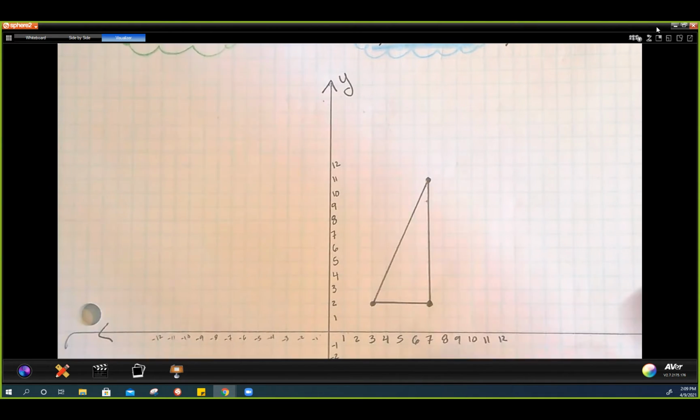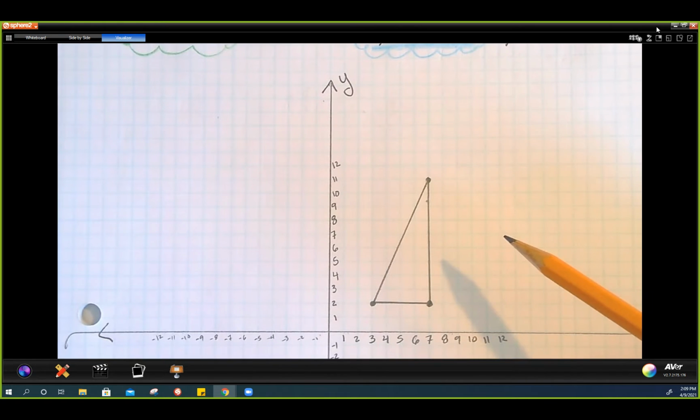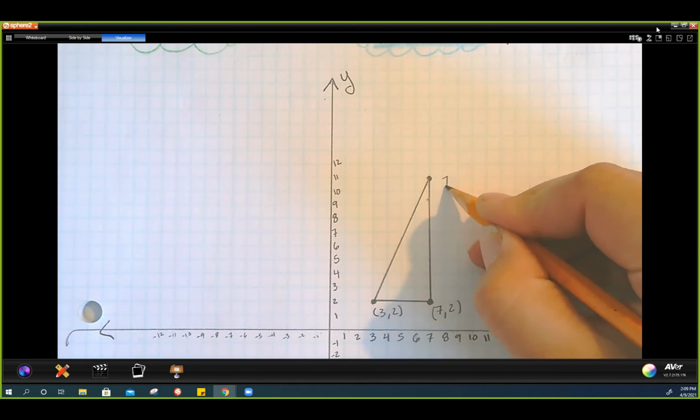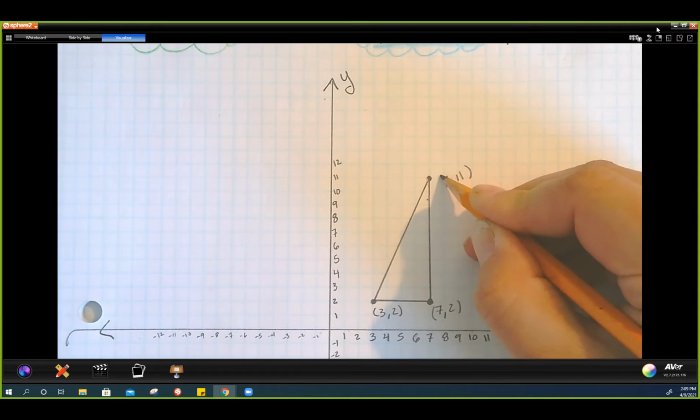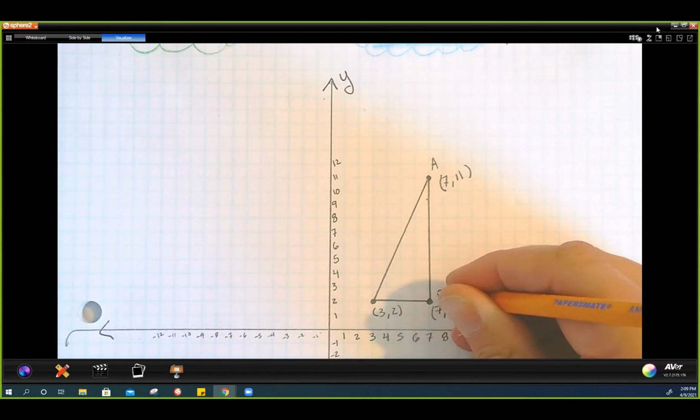So for the notes of transformation, we're going to start with translation. So make sure you draw your triangle. And these coordinates are 3, 2, 7, 2, and 7, 11. We're going to label these A, B, and C.